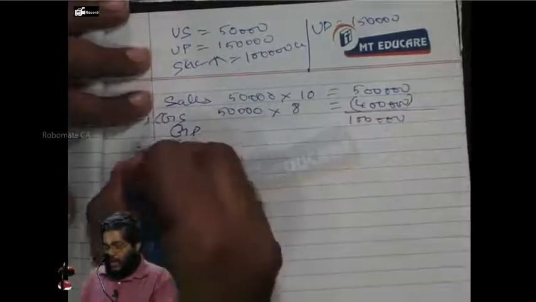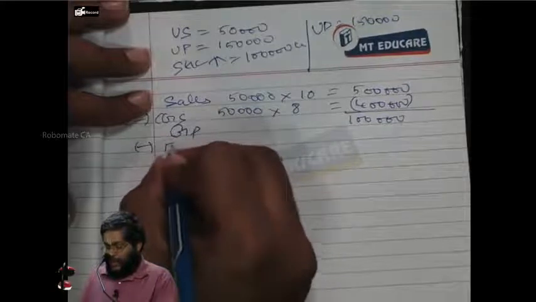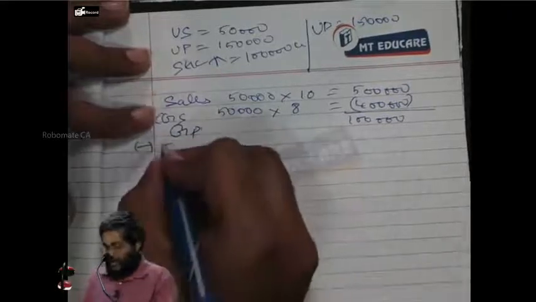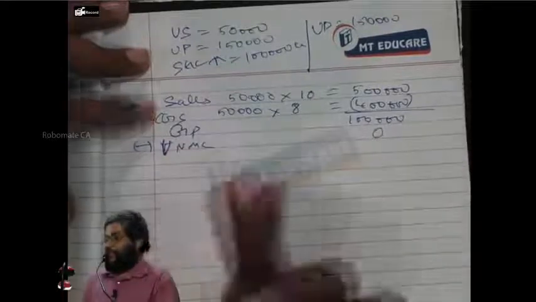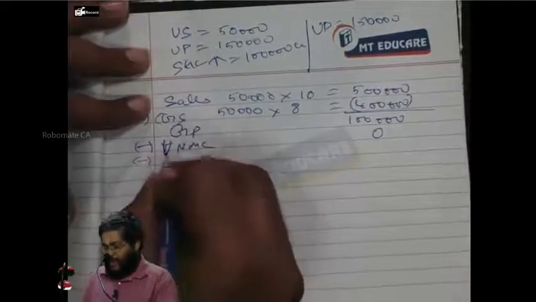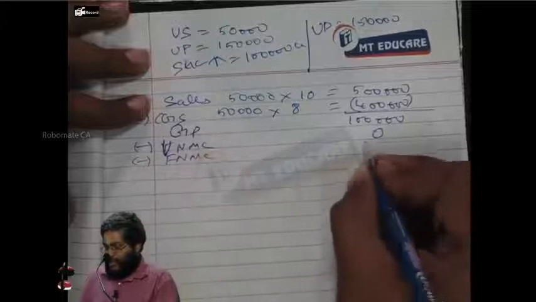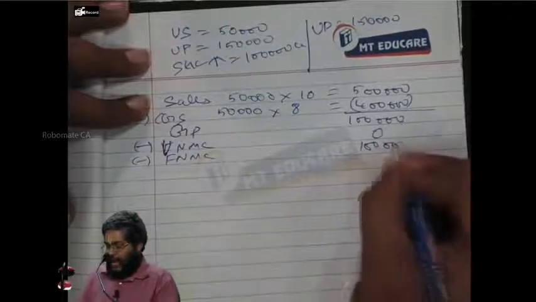1 lakh minus what? The cost minus what? Variable non-manufacturing cost is 0. Nothing given. Yes or no? Minus fixed non-manufacturing cost. How much is given? 1 lakh. Yes or no?